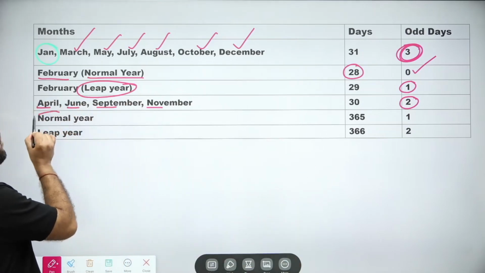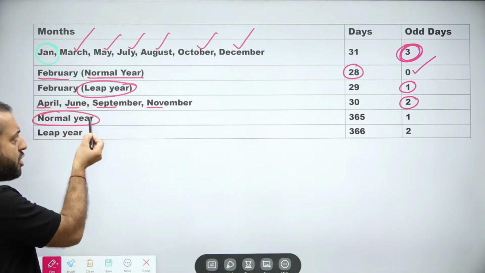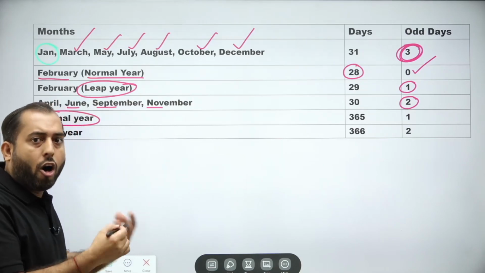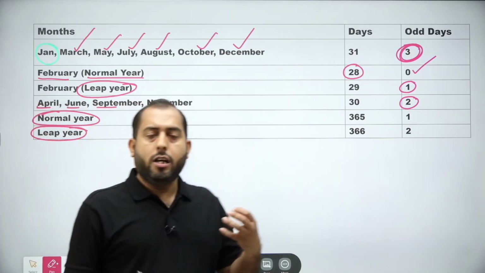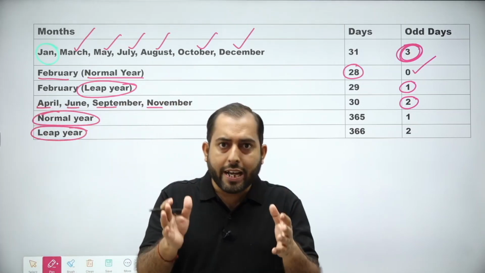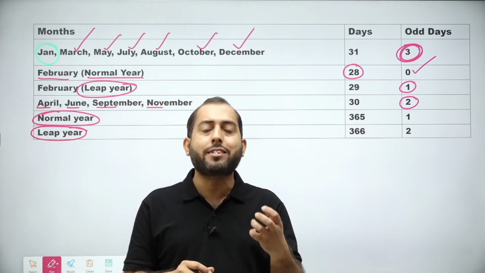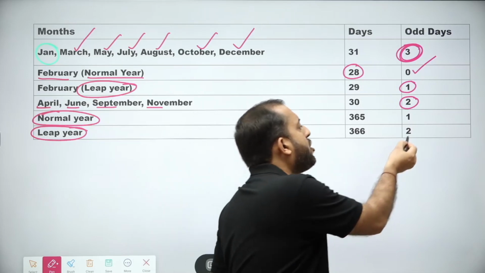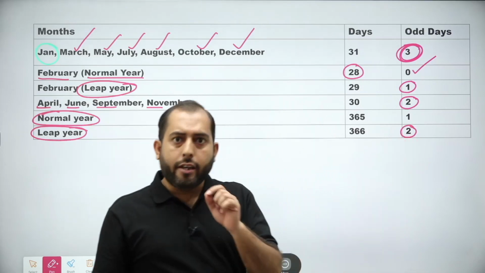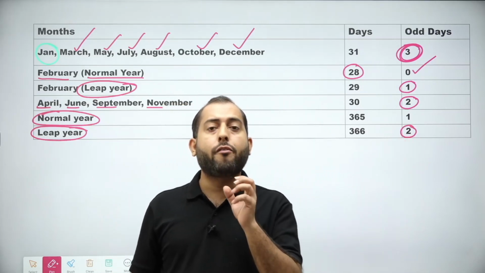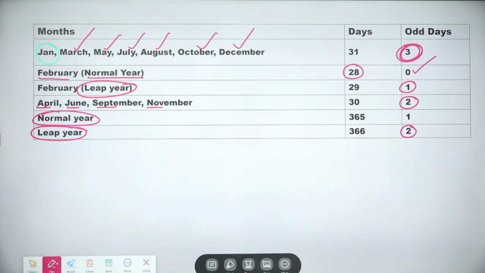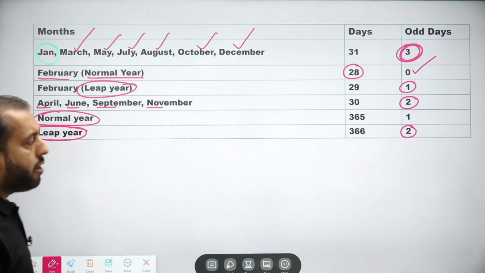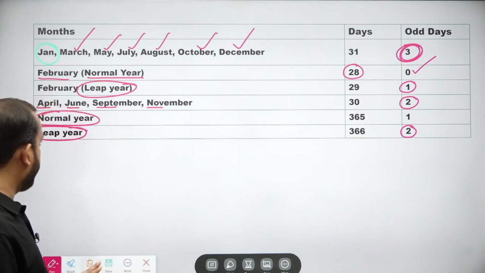We already calculated the number of odd days in case of a normal year or ordinary year, and finally we already know that in a leap year total number of days are 366. If you divide 366 by 7, remainder obtained is 2. So in a leap year, number of odd days are how many? 2. Kindly write it down. You can pause the video and note down everything. Okay, let's move on.